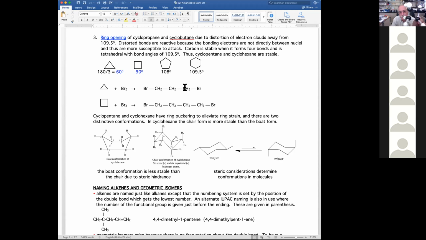So there's a ring strain here. The bond angles in a square are 90 degrees. It wants to be 109.5. So if I do get something in there that will break this, then one entity needs to go here and another one needs to go here. That's how I would get the bromines on the two external carbons.